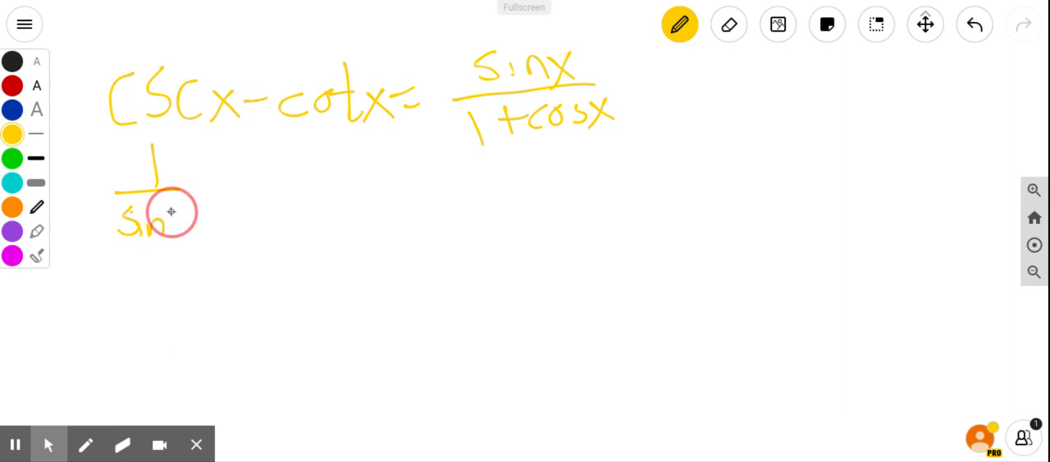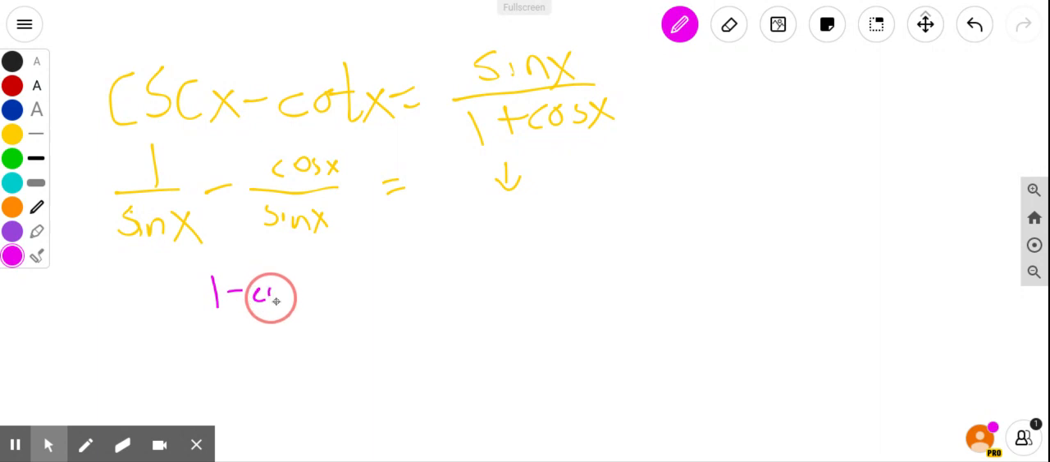My touchscreen stopped working, so this is going to be a long process. Minus, and this is cosine of x over sine of x. All right, so I have that equals what I'm given. So I'm just going to write it down since I have to use my mouse now. Great. So now I can combine this side and just say, well, I have 1 minus cosine of x over sine of x.